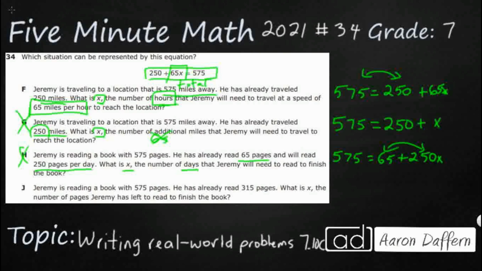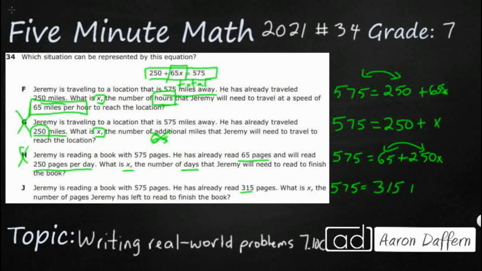Jeremy is reading a book. All right, 575 pages. Sounds good. He has already read 315. That's a random number. What is x? The number of pages he has left. Well, this is wrong multiple ways.